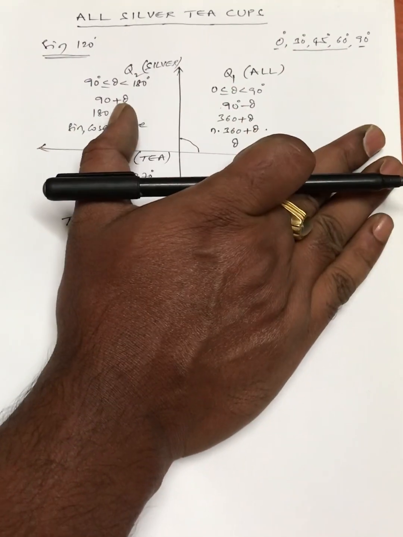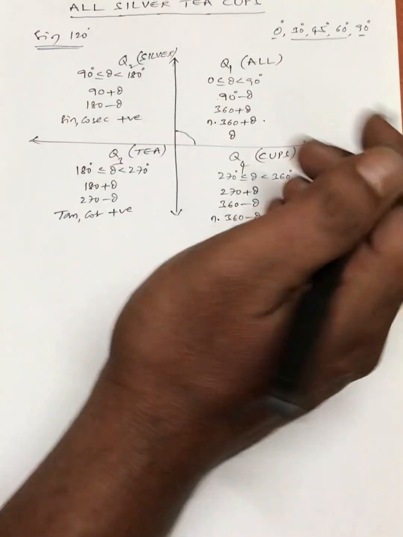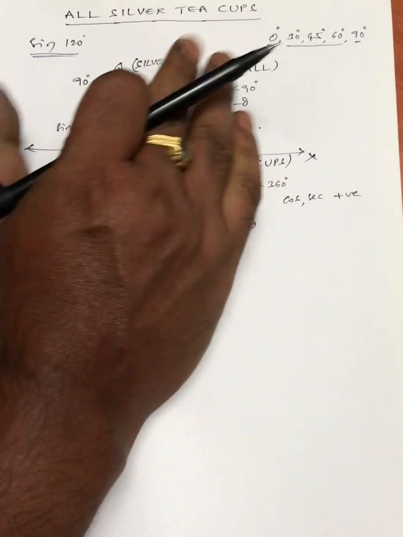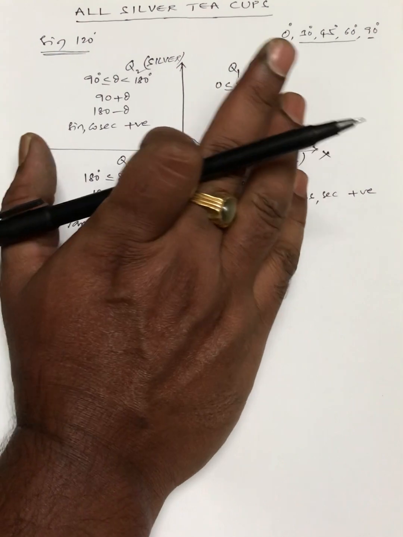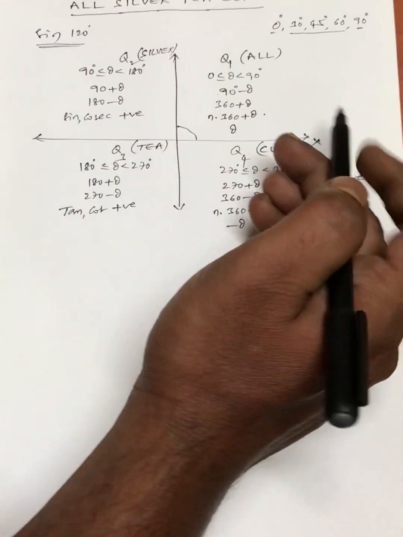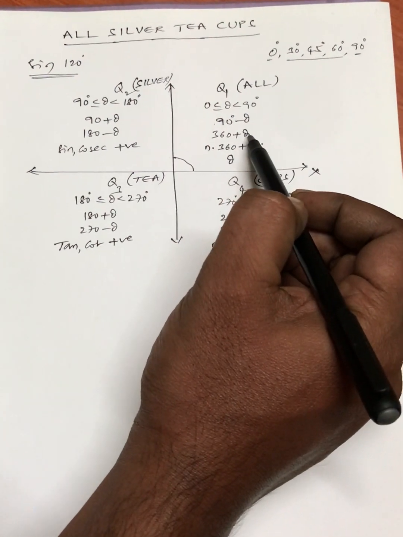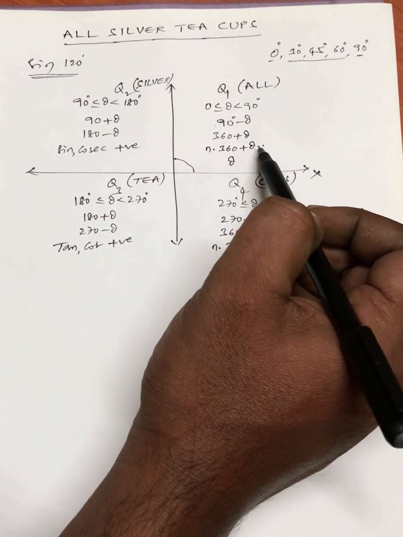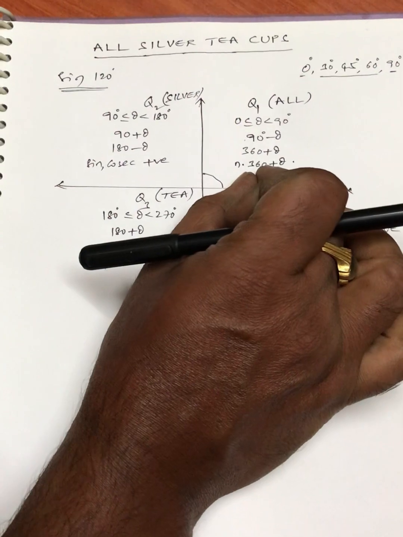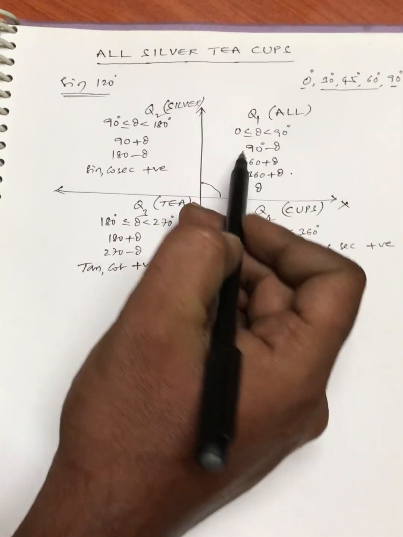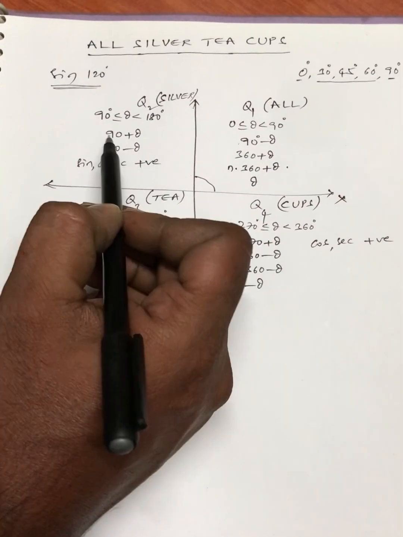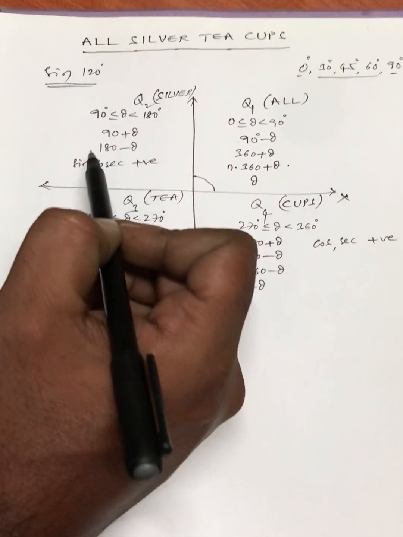Next, the second important point is in which quadrant the angle lies. In the first quadrant, the angles are 90 minus theta, 360 plus theta, n into 360 plus theta, and simple theta. Okay, in the second quadrant, these two are enough: 90 plus theta, 180 minus theta.